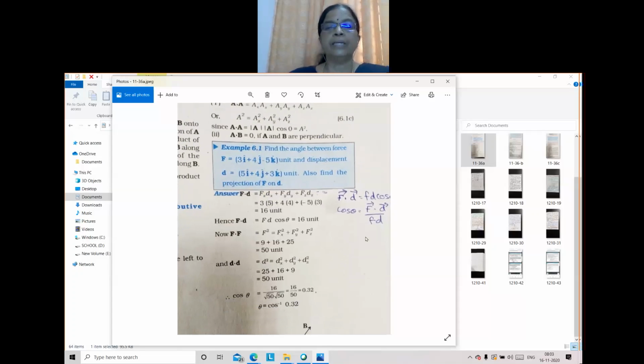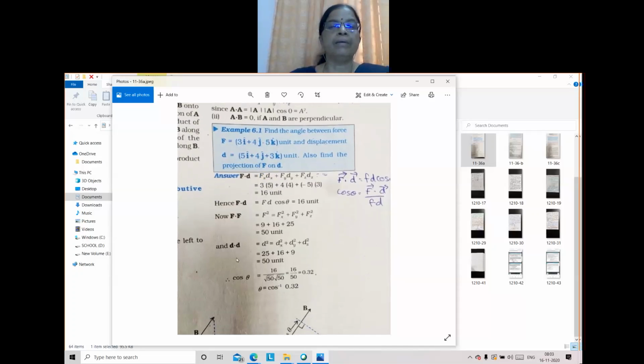So we can see F dot F: Fx square plus Fy square plus Fz square. What is Fx? 3. 3 square plus 4 square plus minus 5 whole square. Minus 5 whole square is 25. 3 square is 9, 4 square is 16. So 9 plus 16 plus 25, we get 50 unit.